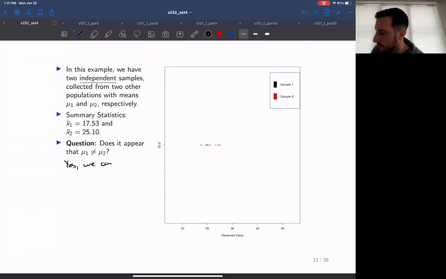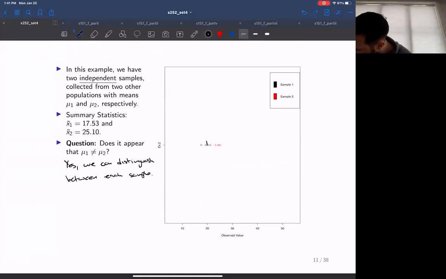we can distinguish between each sample, right? So we can see that we have mu1, or we have a sample with a mean of about 17 here. And then we have the second sample with mean over here. But that doesn't really make sense on the scale, so it would have to be over here slightly. Okay, so we can actually tell there's a difference.